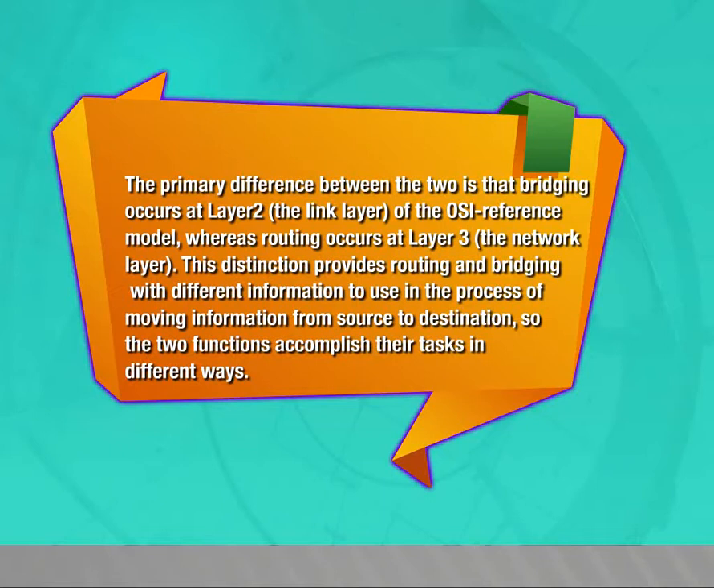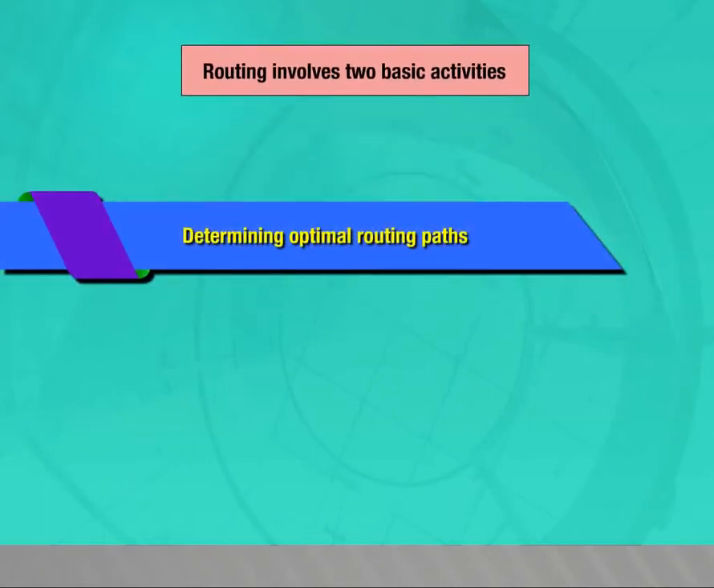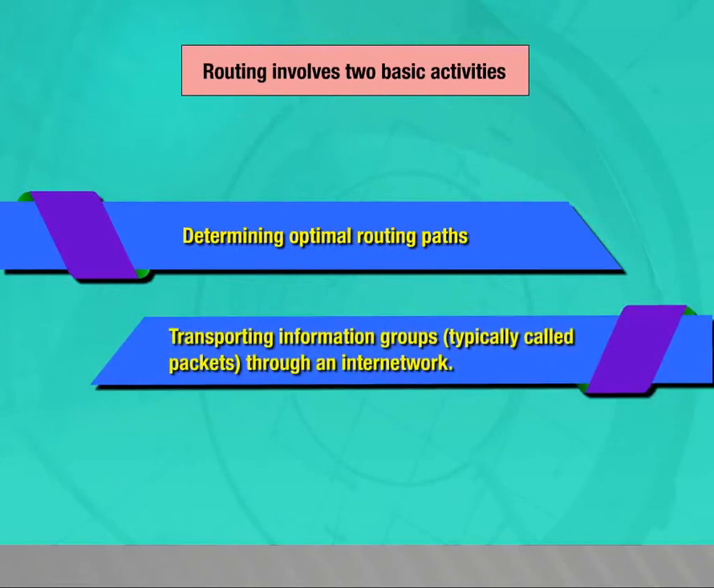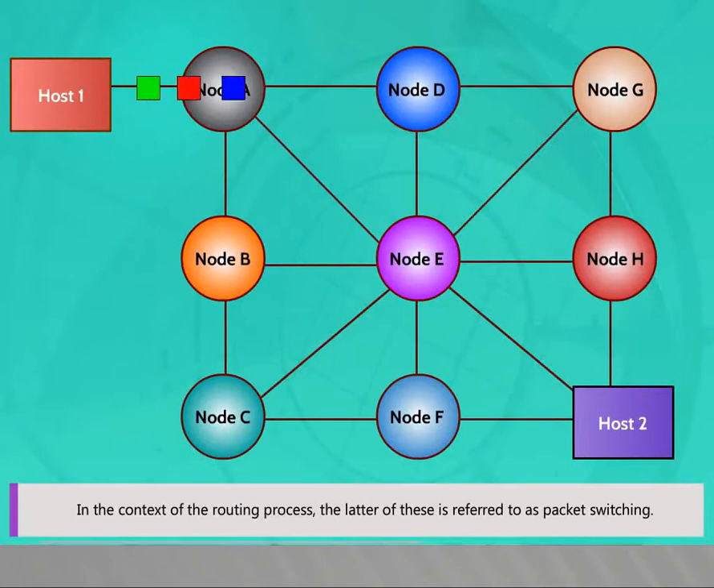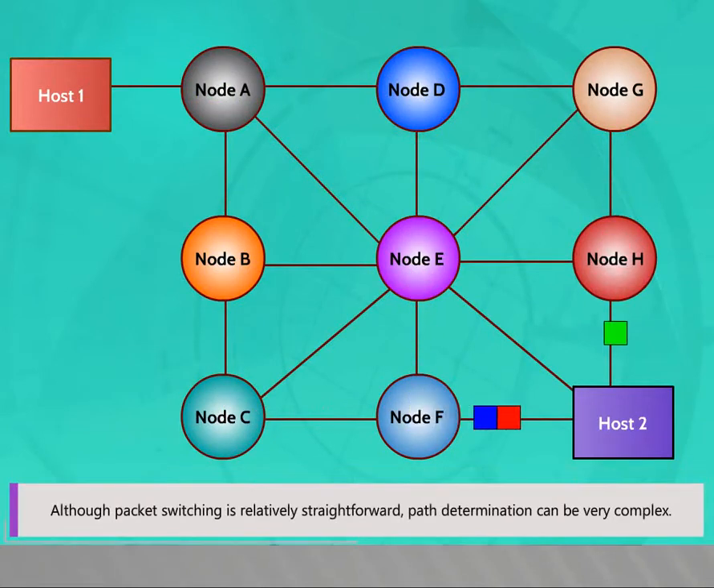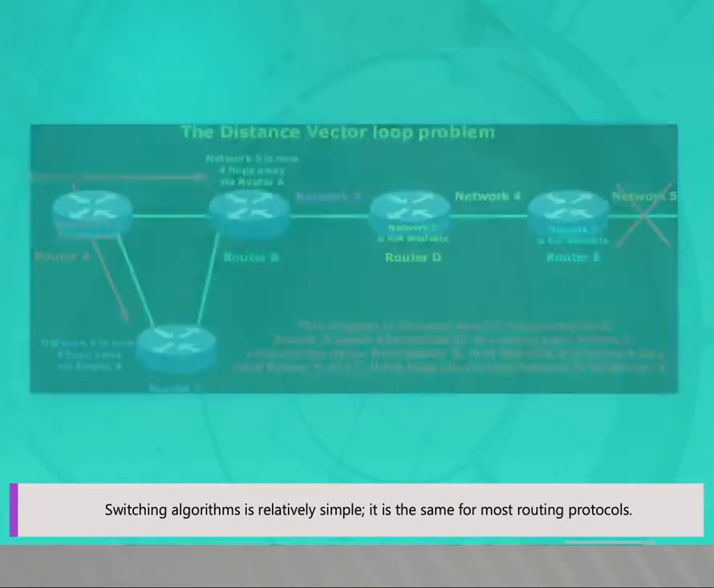This distinction provides routing and bridging with different information to use in the process of moving information from source to destination, so the two functions accomplish their task in different ways. Routing involves two basic activities: determining optimal routing paths, and transporting information groups, typically called packets, through an internetwork. In the context of the routing process, the latter of these is referred to as packet switching. Although packet switching is relatively straightforward, path determination can be very complex. The switching algorithm is relatively simple. It is the same for most routing protocols.